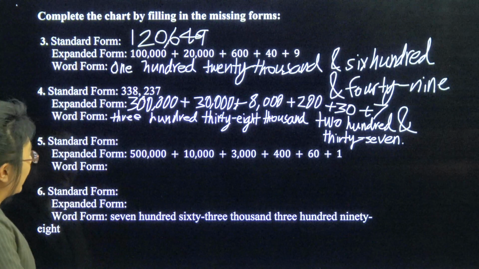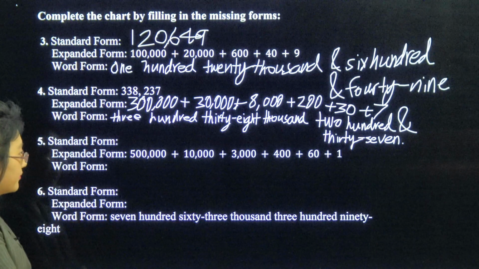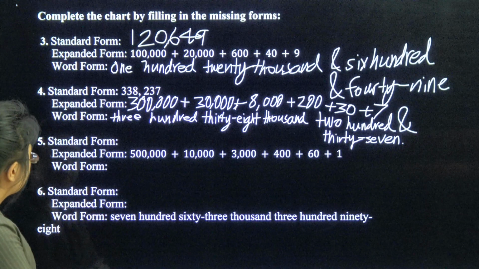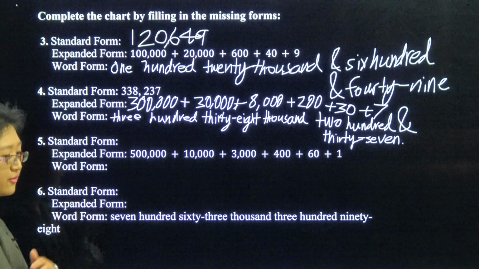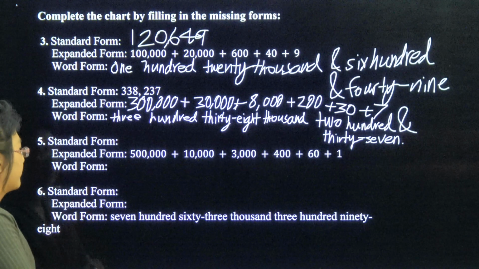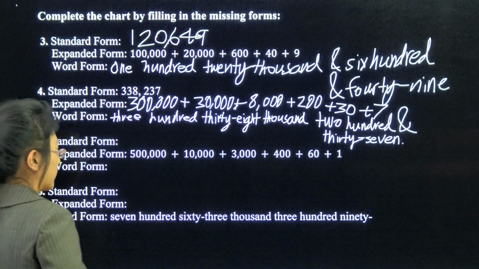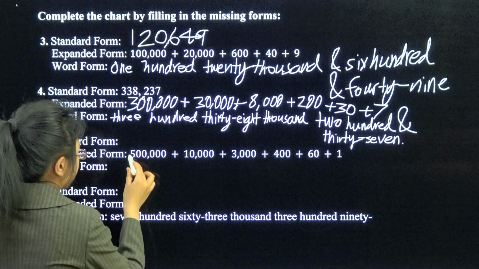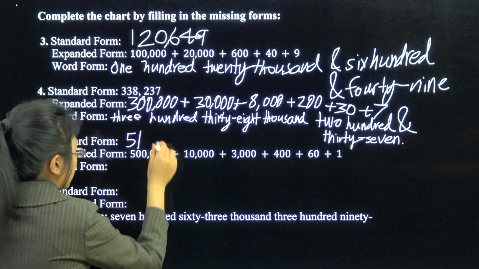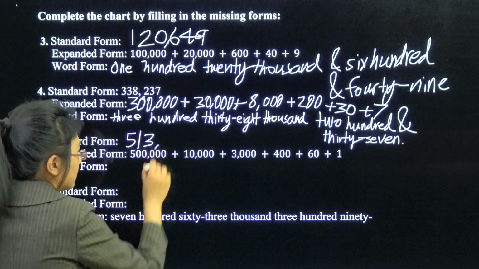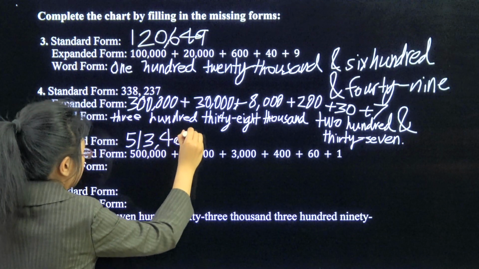Now over here, again, we have the expanded form, but unfortunately, not the standard form or the word form. So let's work out the standard form. Well, first we have 500,000, then we have 10,000, then we have 3,000, comma, 461.